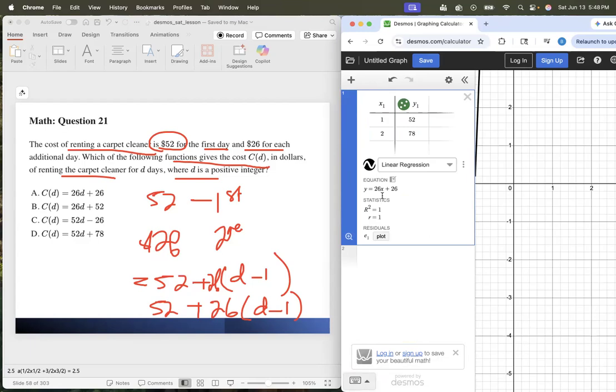And then you plot it. So you get 26 plus 26. If you solve this, you're going to get 26x plus 26. And that's the right answer. A is the right answer.